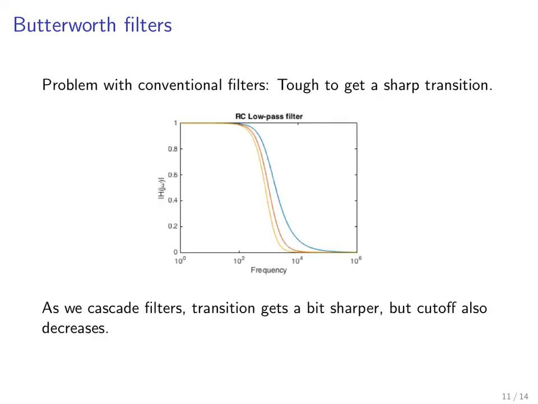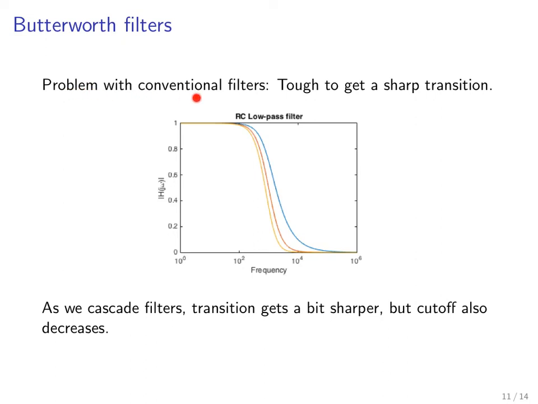Now there's one final type of active filter that we'll talk about, and that is Butterworth filters. I'm talking about this because it's a very commonly used filter, and it's fairly straightforward to build, and it has a really nice property that it can get a really sharp cutoff. So to motivate this, I'm going to show you this illustration.